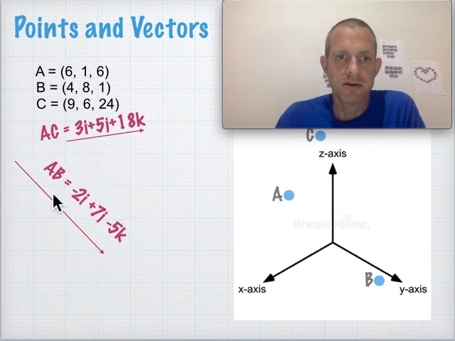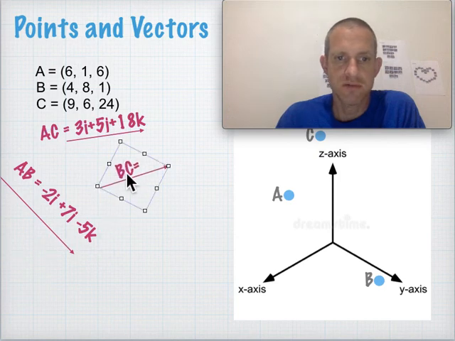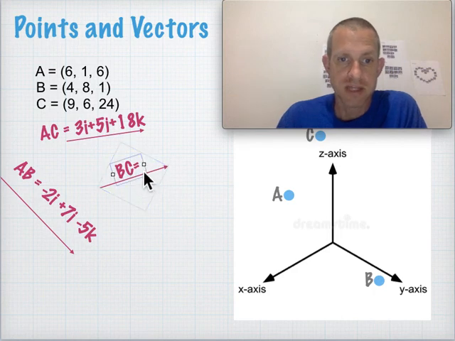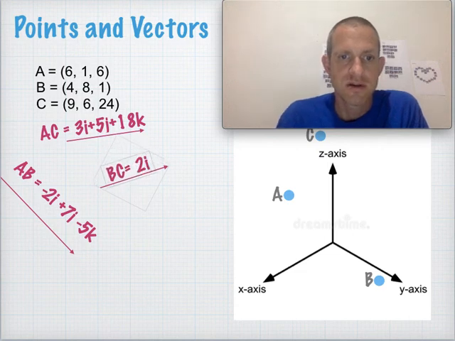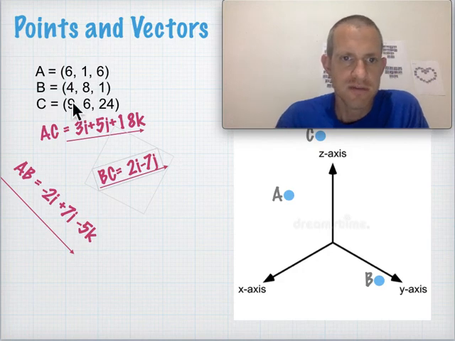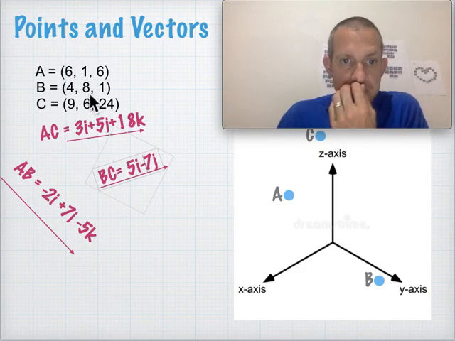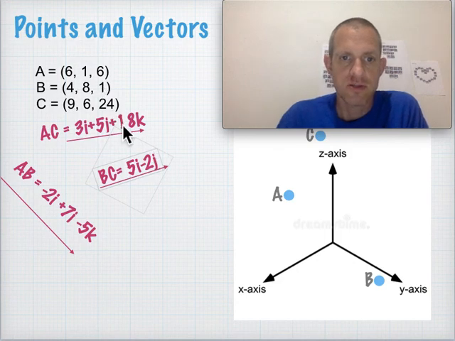And why don't I also describe BC? To go from B to C, that would be going backwards like this, and up. So to go from B to C, my x has to increase by 2, my y needs to decrease by 7. I'm not looking at the right stuff, am I? From B to C. All right, never mind. That's an increase of 5. To go from 8 to 6 is a backwards of 2. And 1 and 24 are 23 apart. So there's BC.